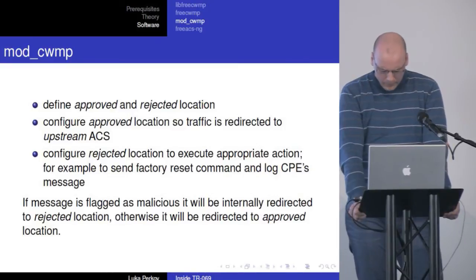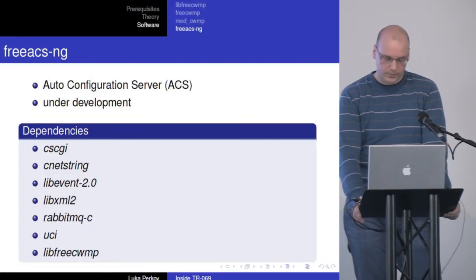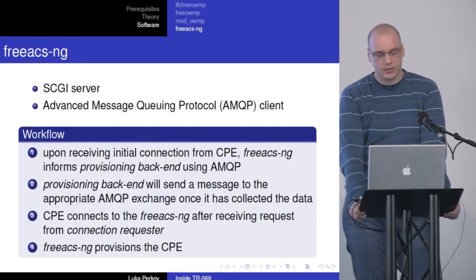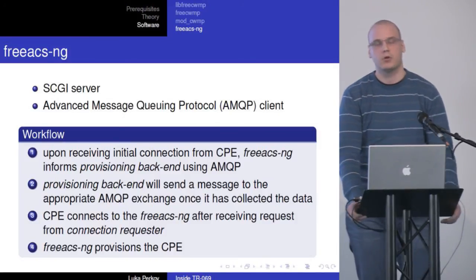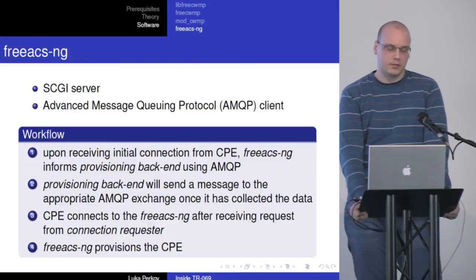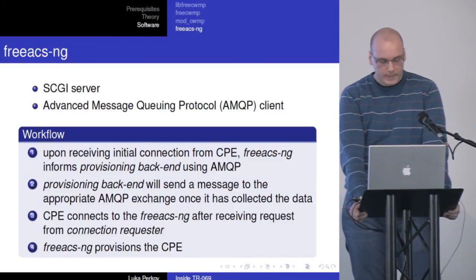Also, I'm currently working on freeacs-ng. It's an auto configuration server. I have written it as an SCGI server. You have all heard of CGI and probably FCGI, and this is basically a protocol like FastCGI, but it's much easier, it's only one page of documentation, and it's really easy to work with.